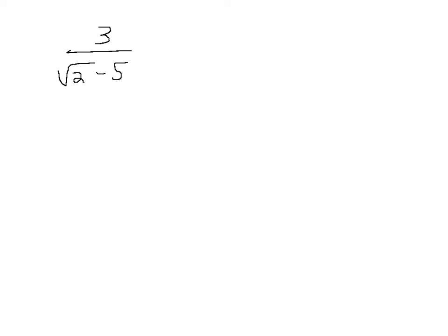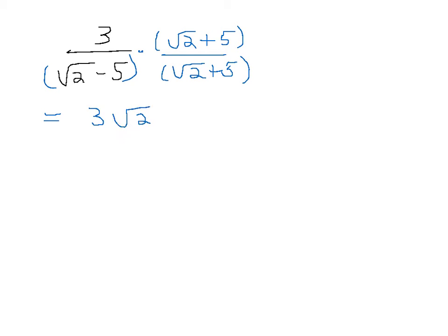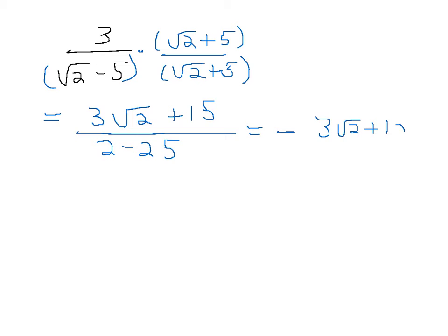Alright, so here's an example that illustrates what we were just talking about. I want to multiply top and bottom by the conjugate of this. The conjugate is exactly the same except the sign changes. So it's going to be square root of 2 plus 5 times the square root of 2 plus 5. When I multiply on the top, I get 3 times the square root of 2 plus 15 over, if I multiply on the bottom, I'm going to get 2 minus 25. Make sure you see how that happens. And so basically the easiest way to write this would be put a minus sign out in front, and I have 3 square root of 2 plus 15 over 23.